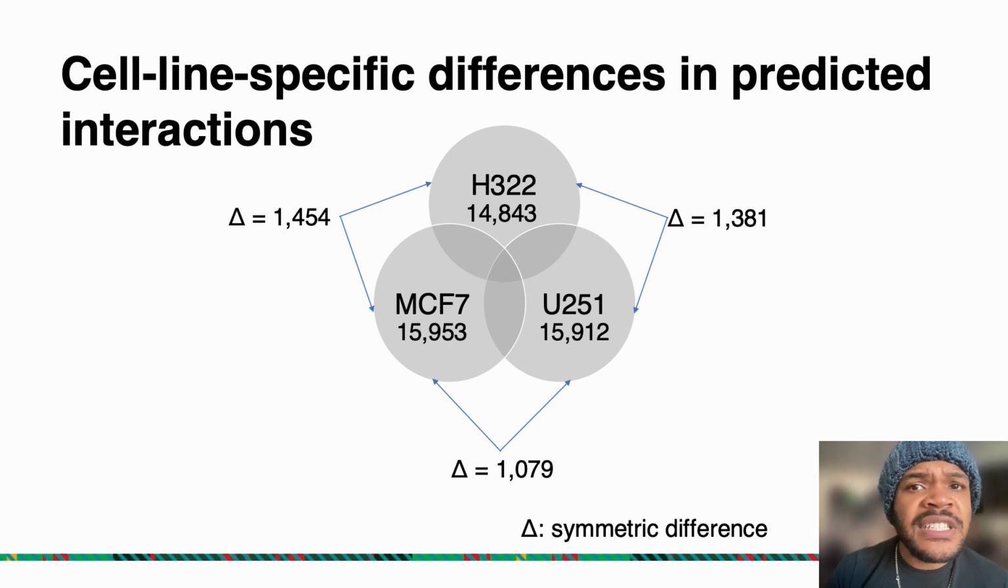Nonetheless, when we took the symmetric difference of interactions, that is, the sum of interactions between two cell lines that are exclusive to each of them, we found that approximately 10% of each cell line's specific predictions were exclusive to each cell line. Moving forward, we decided to find what protein complexes we could generate from cell line specific interaction predictions. But first, let's discuss how we generated complexes and how we evaluated them.